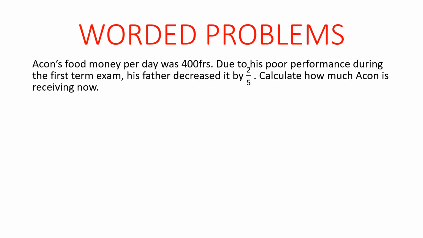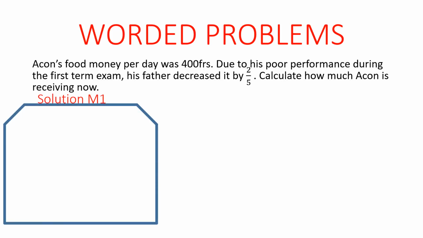Now, this child was receiving 400 francs, but his father reduced it by 2/5. So this is simply reduce 400 francs by 2/5. We still apply the same rule, which says you look for the share. So we are going to take the solution. That's method number 1.